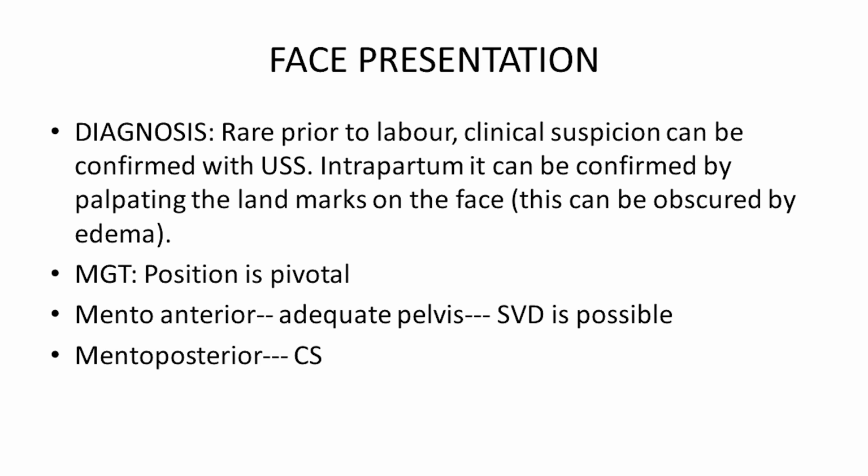One of the ways that we can differentiate between face presentation and breech presentation is that in breech presentation, the ischial tuberosities and the anus are on a straight line. So the anus is between the two ischial tuberosities, whereas in face presentation, the malar eminences and the mouth form a triangle. So this is one of the ways we can use to differentiate between face presentation and breech presentation.